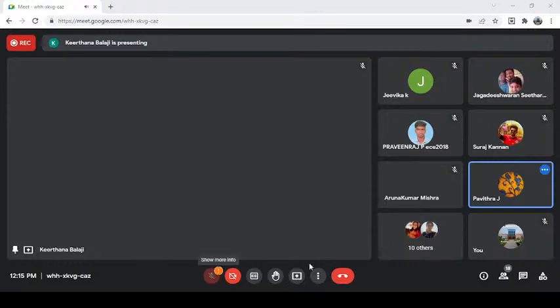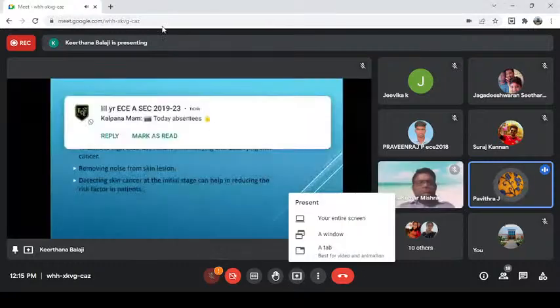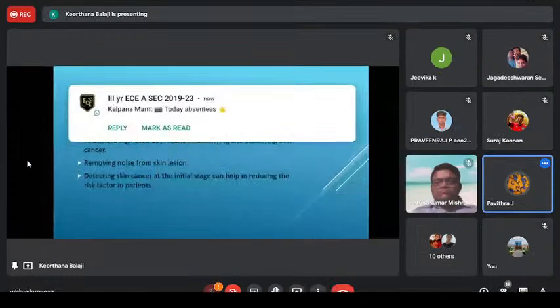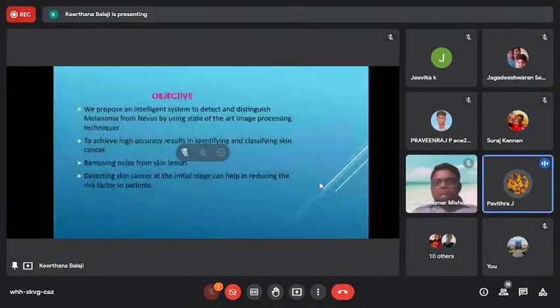accuracy results in identifying and classifying skin cancer by removing noise from skin lesion. Detecting skin cancer at the earliest stage can help in reducing the risk factors in patients. Now we are going to see about the existing system of this project.